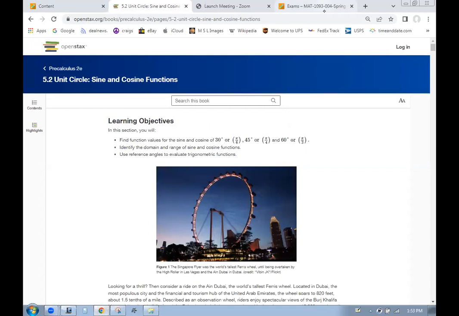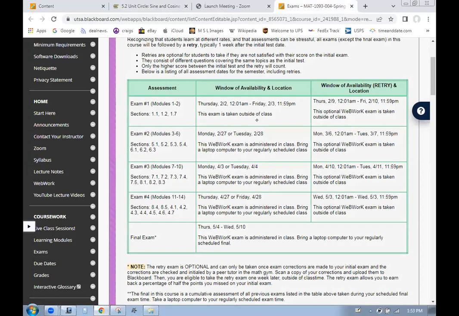Remember, you have to do corrections on your original exam, take it to the math gym, have them grade it and sign it, and then you upload that, then you get the permission to take the retry. And I think you have to take it outside of class. I think you have to be at the math gym to take it. I don't know. There's a long paragraph about retries. But so don't miss exam number 1. Make sure you take it. It's only sections 1-1, 1-2, 1-7.